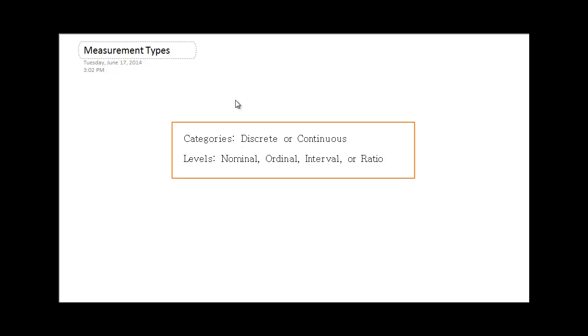In this video, we're going to talk about some more vocabulary, and we're looking at some different types of data. So there are two categories of data that we're going to be interested in, discrete and continuous. And then to go along with that, there are also different types of levels of data: nominal, ordinal, interval, and ratio. And we'll see some examples of what these different types might look like.